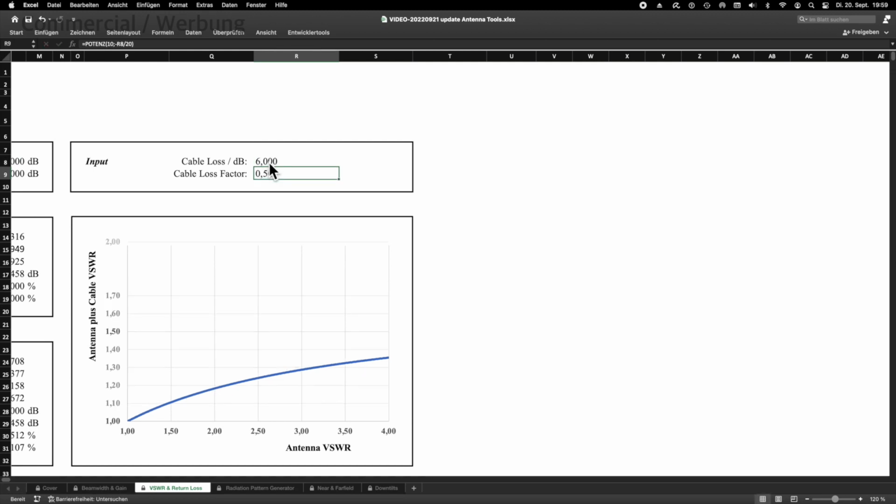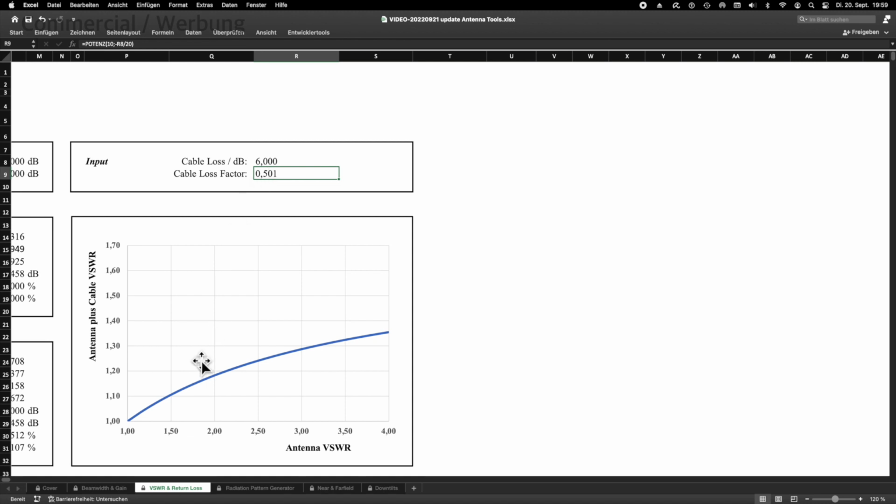If you use 6 dB as attenuation for the feeder cable, then you can practically do whatever you want on the antenna side. The matching on the transmitter side always seems to be acceptable. With the small tool, you can calculate back to the actual matching of the antenna.